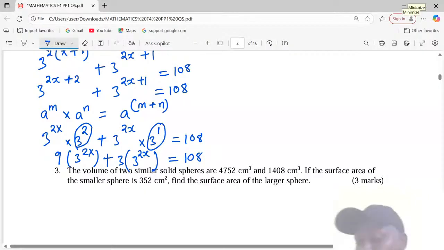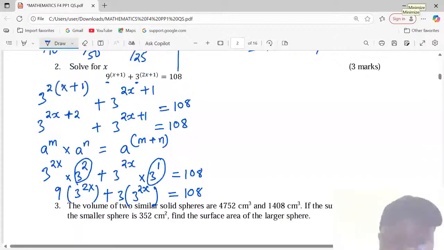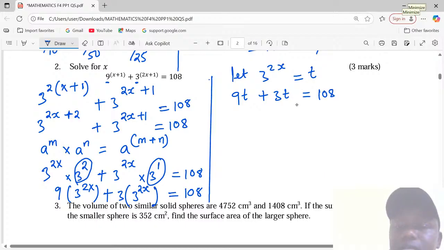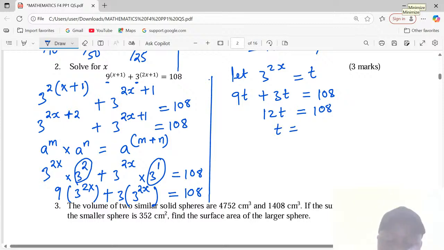Now, when you examine this equation well, you discover that 3 power 2x is appearing severally. We can let 3 power 2x be a certain unknown, say t. So this is 9t plus 3t equals 108. 12t equals 108. So the value of t, when we divide through by 12, 108 over 12, gives us exactly 9.